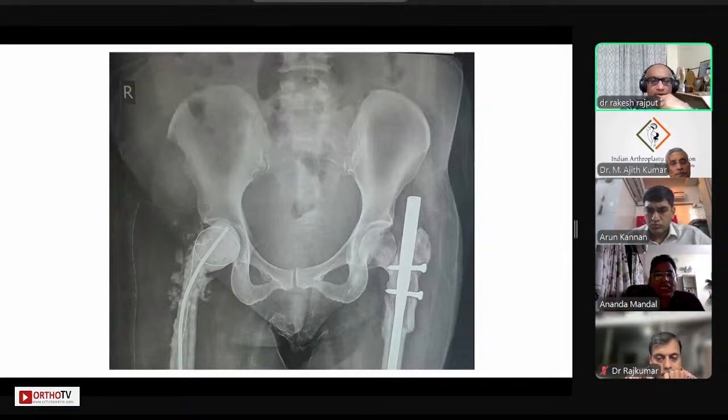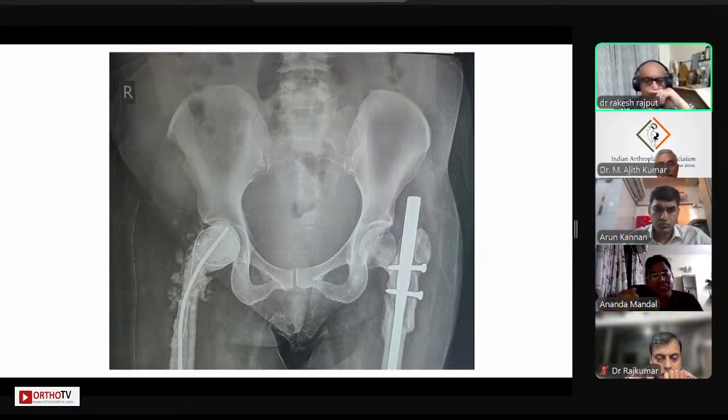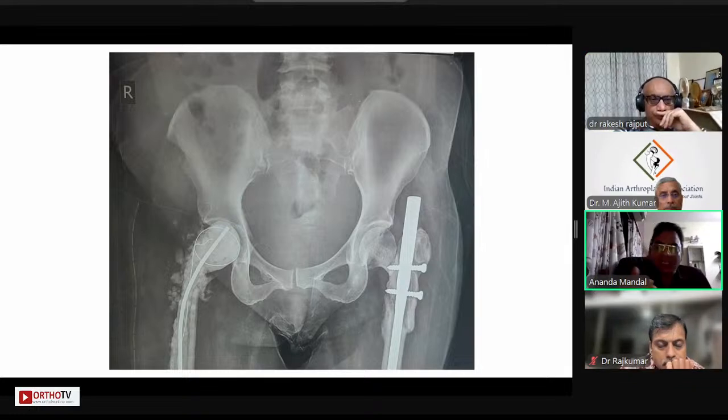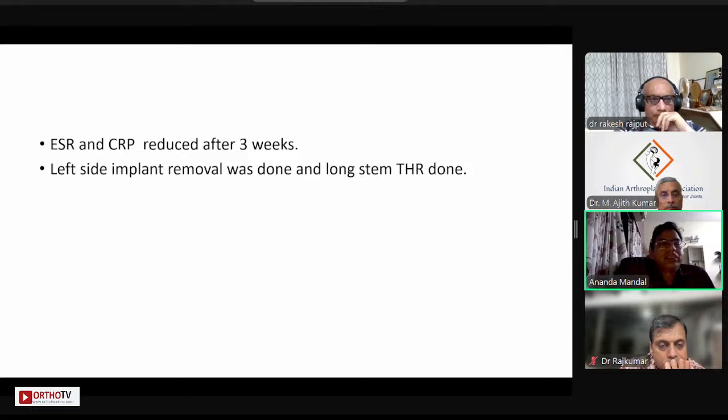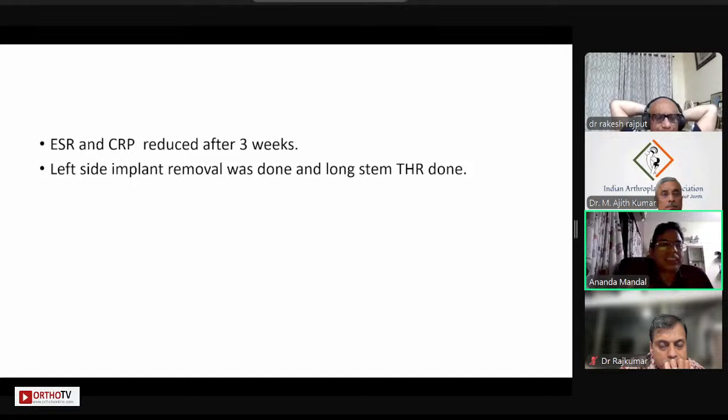So did you take any sample from the left, Anand? No, I have not taken because at the time, it seemed to me that it was not infected. For that reason, I have sent only the debridement samples from the right side. And after, it is not about 3 weeks. Most probably it is after 6 weeks, the ESR and CRP are all reduced.